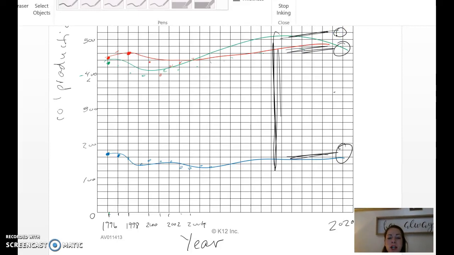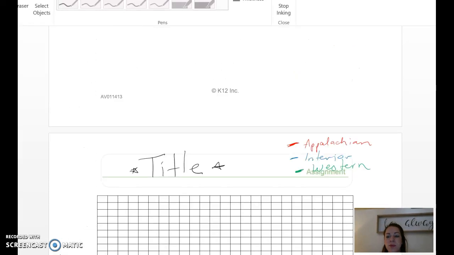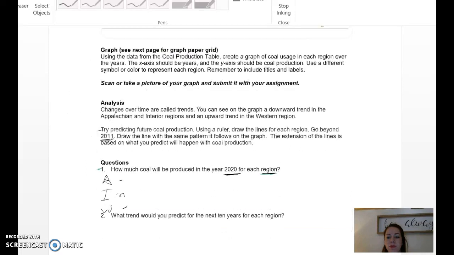So for Appalachian in 2020, we'd follow the red, so you'd have to tell me what that number's at. For Interior is blue, tell me what that number's at. And for Western, it's green, tell me what that number is at. So again, you're following your line, just predicting. And you need a prediction for each region.